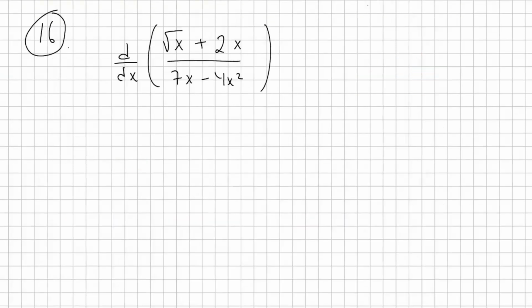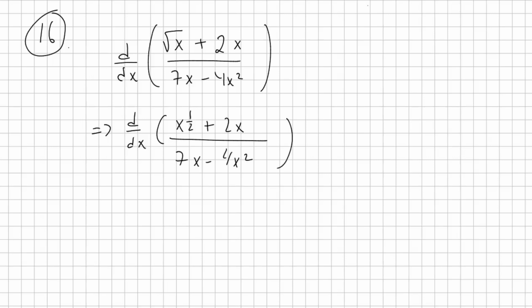This question asks us to take the derivative of (root x plus 2x) over (7x minus 4x squared). So the best thing to do for this is actually to make this simpler by changing our square root to x to the half. So let's do that. So this is basically the same thing as saying the derivative of (x to the half plus 2x) divided by (7x minus 4x squared). So now what do we need to do? We need to use quotient rule in order to solve this, right? Here, quotient rule. That's probably all that we need.